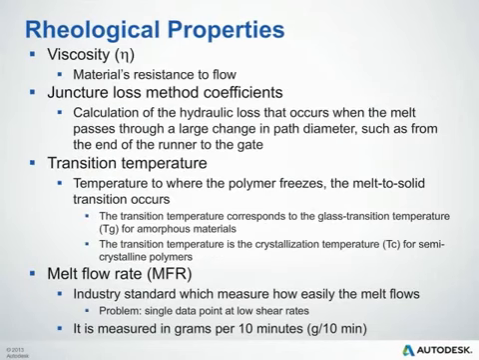We'll now take a look at some of the common rheological properties that you should be familiar with. One is viscosity, and that's simply the material's resistance to flow. Juncture loss method coefficients. These are the calculation of hydraulic loss that occurs when the melt passes through a large change in channel path diameter. So, for example, your converging flow coming through a gate. This helps us to accurately capture pressures.